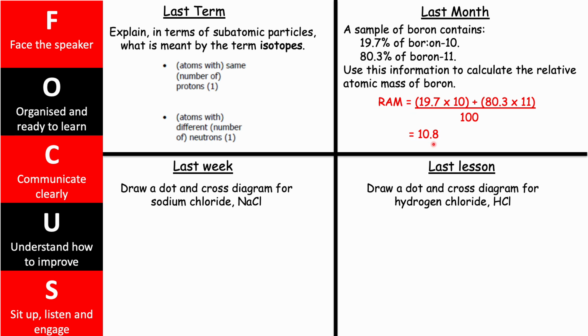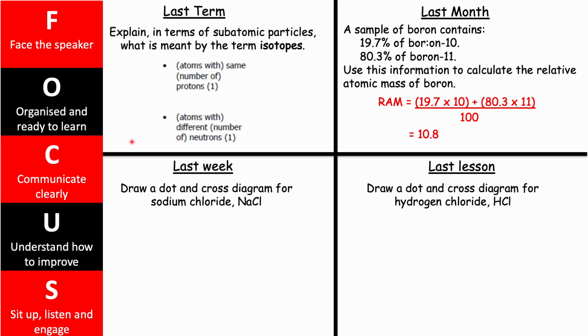And here I can sense check my answer because it must be between 10 and 11 because those are my only two isotopes. And it's going to be closer to boron 11 because there's clearly more boron 11. Hence it's 10.8. We've then been asked to draw a dot and cross diagram for sodium chloride.